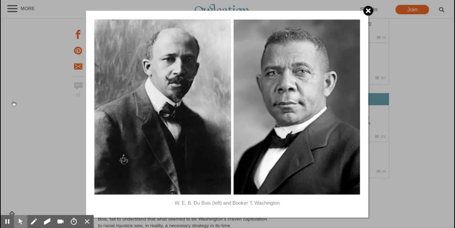We get race relations in this time period, of course. We get the famous court case Plessy versus Ferguson that basically says separate but equal, that school segregation is okay as long as the facilities are equal in their service. That's late 1890s. That's going to get overturned later on, but that's Plessy versus Ferguson.